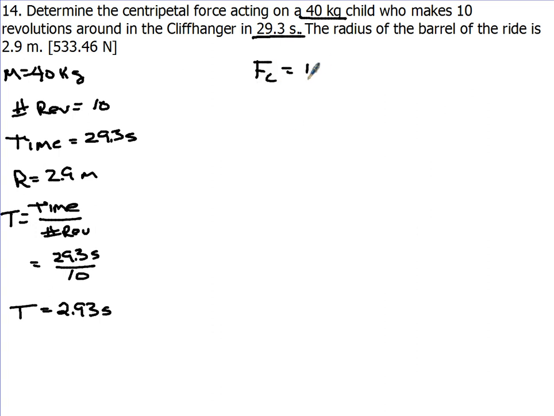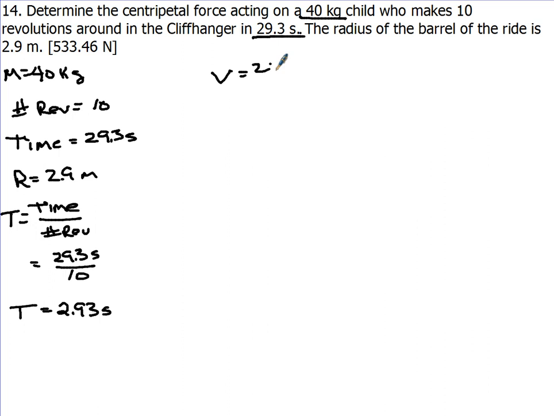Fc equals mv squared divided by r. So let's see. Mass is 40 kilograms. The speed is, oh my gosh, I don't have the speed. Don't let me get ahead of myself. As soon as I get here, I realize I need the speed. So let me erase this and calculate the speed for you.